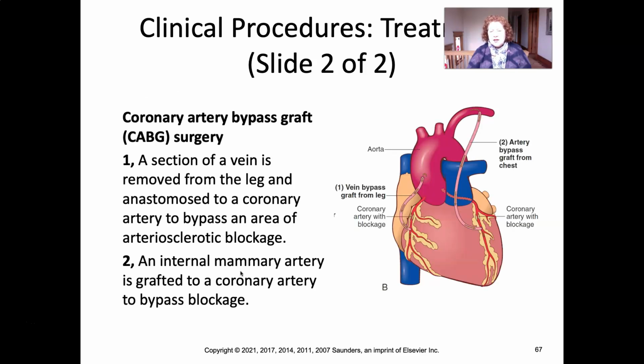And this gives us a view of what they're doing with a cabbage. And I talked a little bit about this earlier. I'd forgotten this slide was there, sorry. But essentially, a section of vein is removed from the leg, and it's anastomosed to a cardiac coronary artery to bypass the area of blockage. And sometimes they do use a mammary artery to a coronary artery to bypass blockage as well. So it just depends on how they're doing it.